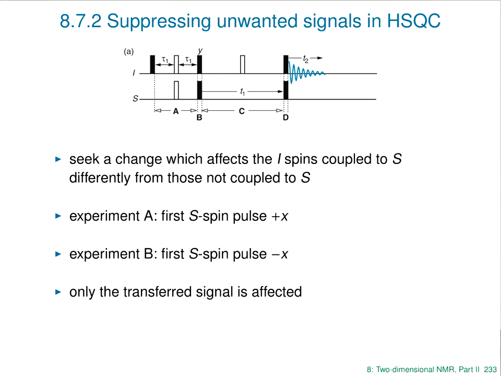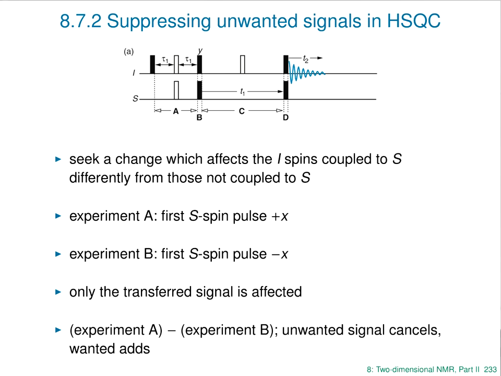And if you work through the calculation, you will discover that, of course, only the transferred signal is affected, in other words, the one that we analyzed, and all that happens to it is it will just change sign. So if you just take the difference between experiment A and experiment B, the wanted signal will add up and the unwanted signal will magically disappear.